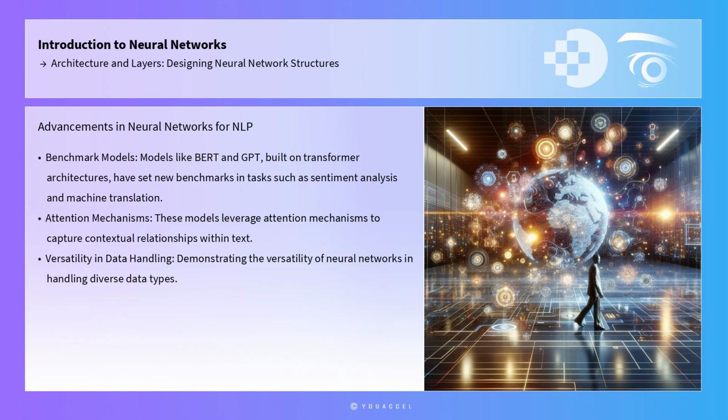The effectiveness of neural networks is also evident in natural language processing. Models like BERT and GPT, built on transformer architectures, have set new benchmarks in tasks such as sentiment analysis and machine translation. These models leverage attention mechanisms to capture contextual relationships within text, demonstrating the versatility of neural network architectures in handling diverse data types.